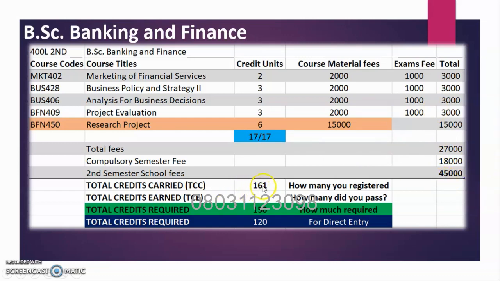So you have carried or registered up to 161 credit units. There might be more in your portfolio, but if you could make it to 150, you would be awarded a degree with the ones you pass. You end up with 150 credit units.